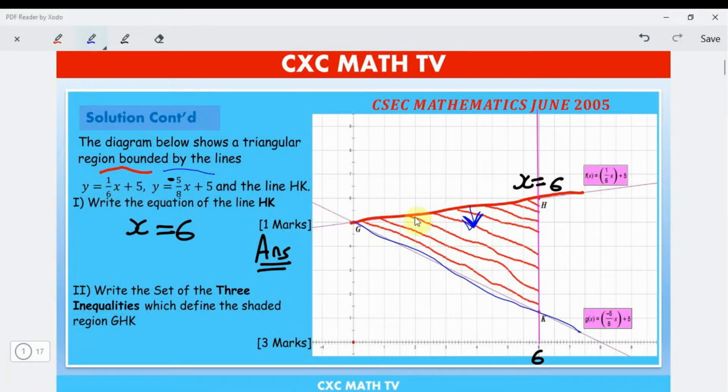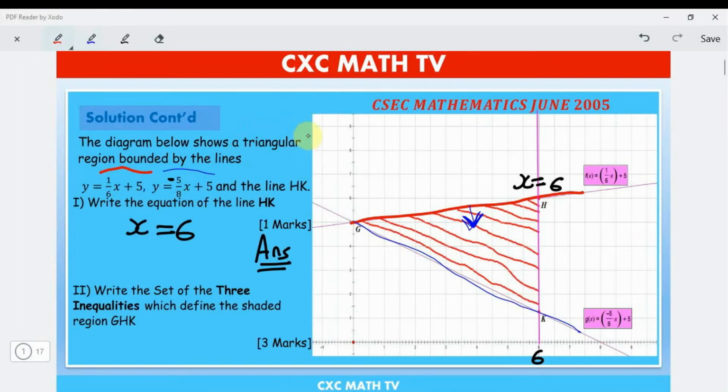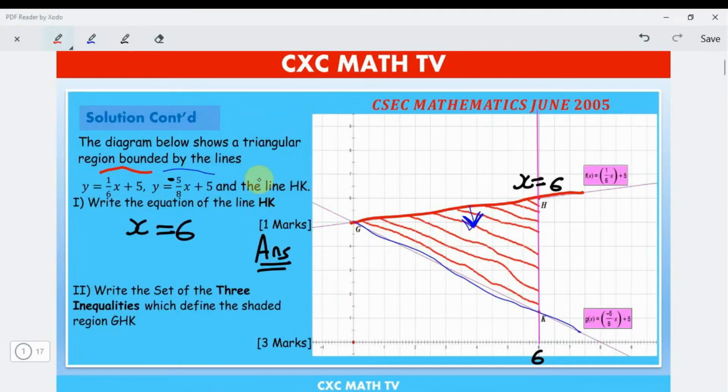So y is less than this. We're under this line, and remember below means less than. So in other words, we can write that y is less than or equal to 1 over 6x plus 5. We're below that line. Now the next thing is that we have y equal to minus 5 over 8x plus 5.